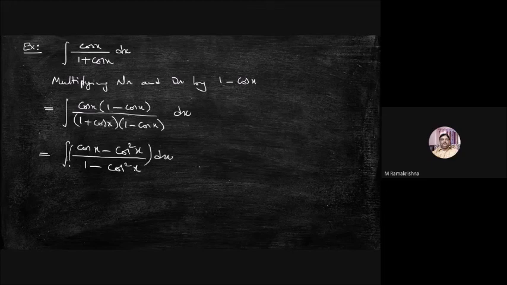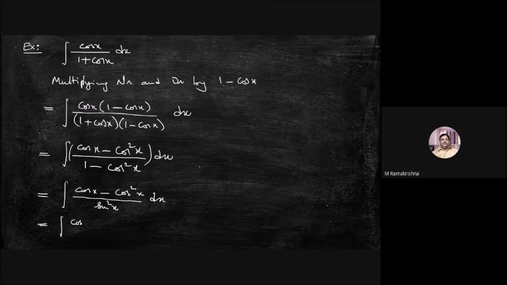I am writing all the steps so that you will not get confused at any one point. But if you are ready to do the direct steps, you can adopt. It's not a matter. But if you follow the steps and write properly, then you will not go wrong anywhere. So 1 minus cos square x will become sin square x. Now I am splitting the sin square x to the numerator.